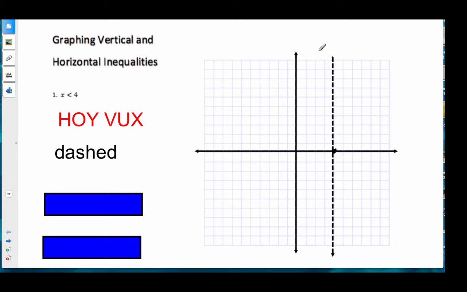Put arrows and your label. X is less than 4. Now this is a little different because there's no up or down here. So look at what the inequality says. X is less than 4. Where are the x values less than 4? Think about it and get an answer in your head. Is it to the left of this dashed line or is it to the right of this dashed line?